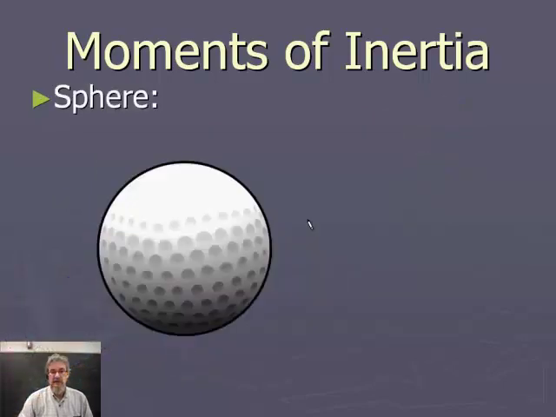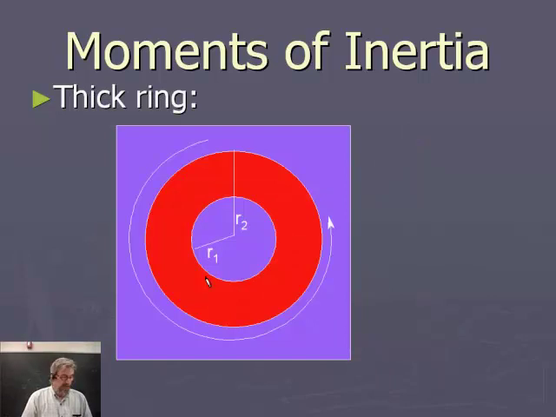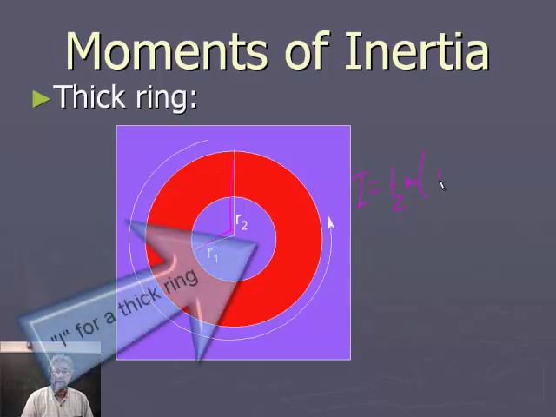A sphere, like a golf ball. Say you have an axis here and it's spinning around that axis inside its own center of gravity. Well, for a sphere, I turns out to be 2/5 mr squared. A thick ring, something like the old-fashioned coins that used to have a hole in the middle, or there are some gears that have a large hole in the center. If you have an inside radius that's R1 and an outside radius that's R2, this is I for a thick ring. It's 1/2 m times R1 squared plus R2 squared.